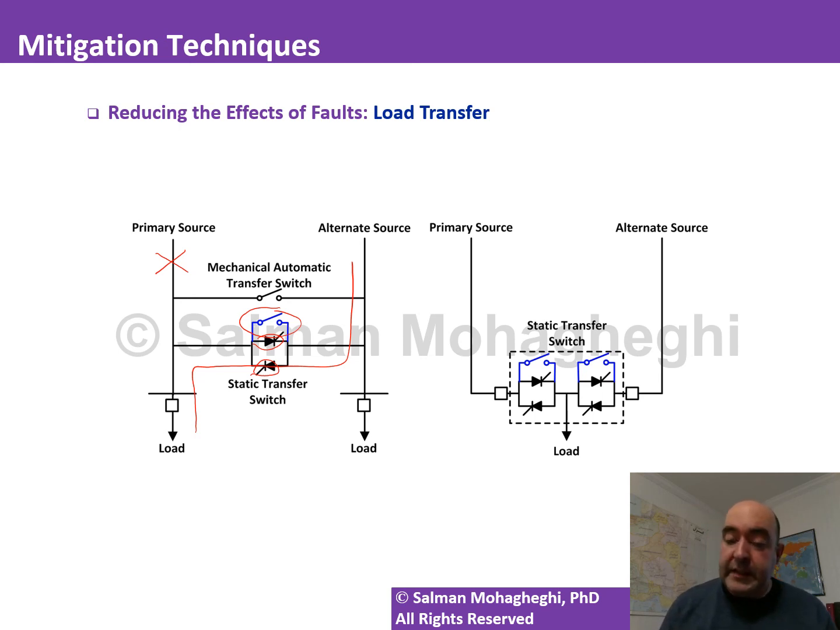For very, very sensitive loads, we can actually have a single load, which is connected to both a primary and an alternate source. Between the load and each of those sources, you're going to have a static transfer switch. During normal operation, this one is going to be supplying the load. If there's anything wrong with this supply, then this one is going to be supplying the load. This is one of the most effective ways of ensuring uninterruptible supply to sensitive loads.